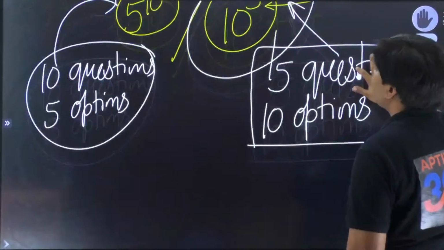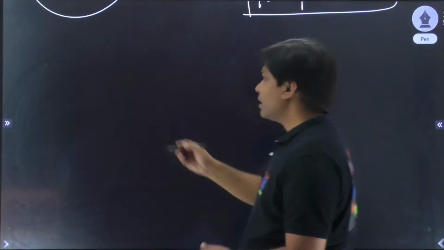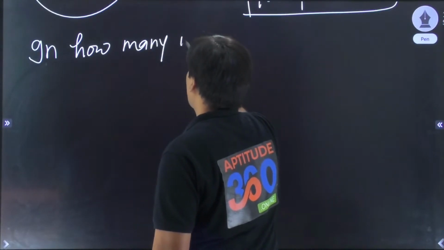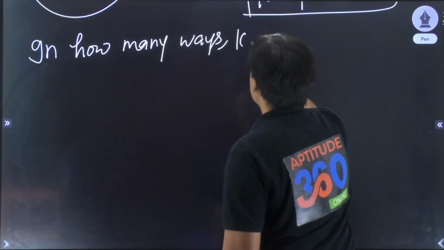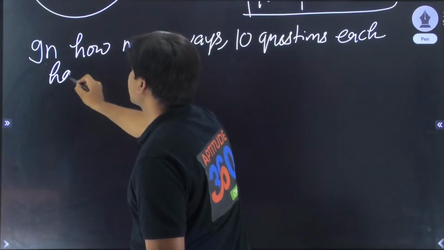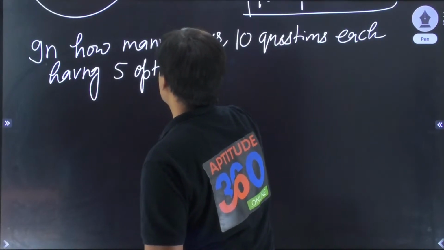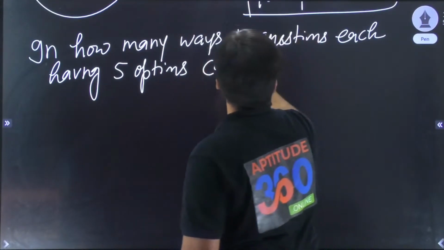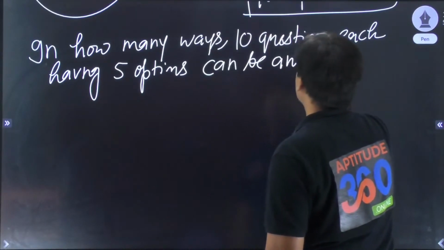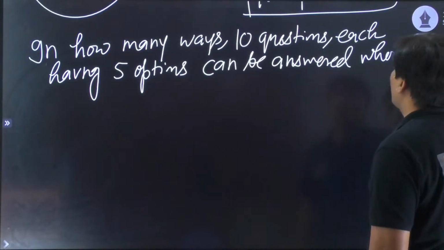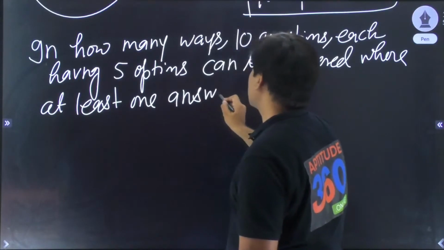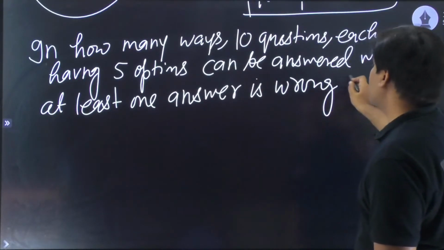Now I'm going to make a very small change in the existing problem. Listen to this problem: in how many ways can 10 questions, each having 5 options, be answered where at least one answer is wrong? It's a pretty simple problem. You just have to ponder over this.